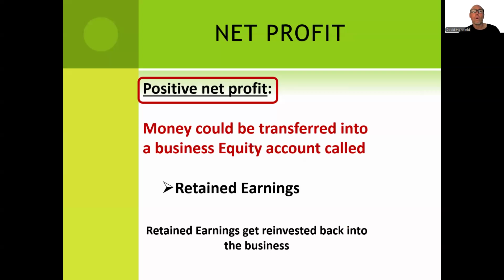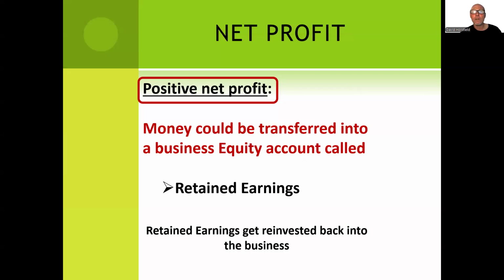went. Or if we've got a positive net profit, money could be kept in the business and transferred into a business equity account called retained earnings. And retained earnings means we retain that money. Those earnings, we retain it and we're keeping it in the business. We invest that money back into the business.